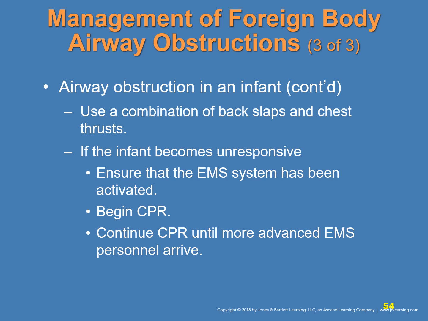Use a combination of back slaps and chest thrusts. To assist a conscious infant with a severe airway obstruction, you must assess the infant's airway and breathing status. Place the infant in a face-down position over one arm so that you can deliver 5 back slaps. Turn the infant face up and deliver 5 chest thrusts to the middle of the sternum. Repeat the back slaps and chest thrusts until the foreign object is expelled or until the infant becomes unresponsive. If the infant becomes unresponsive, continue with the following steps. Ensure that the EMS system has been activated. Begin CPR and continue CPR until more advanced EMS personnel arrive.